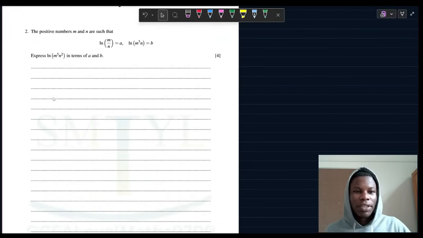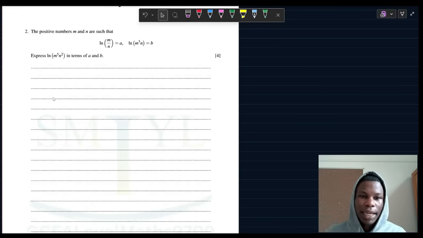Number 2, the positive numbers m and n are such that the natural logarithm of m over n is equal to a, and the natural logarithm of m cubed n is equal to b. Express the natural logarithm of m to the 5 n squared in terms of a and b.